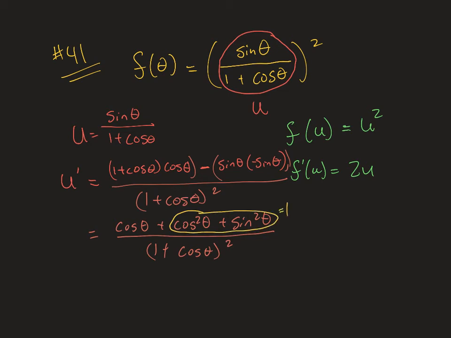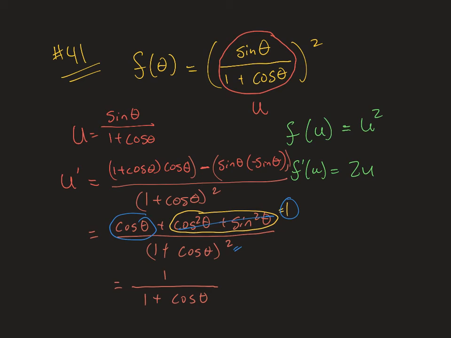That's our Pythagorean identity. So in the numerator, I have 1 plus cosine theta, and in the denominator, I have 1 plus cosine theta squared. So I'm going to cancel those and reduce. And so my u prime is actually just 1 over 1 plus cosine theta. I canceled one of the factors in the square with this cosine theta plus 1. This guy turned into a 1. Okay, so my u prime is 1 over 1 plus cosine theta.